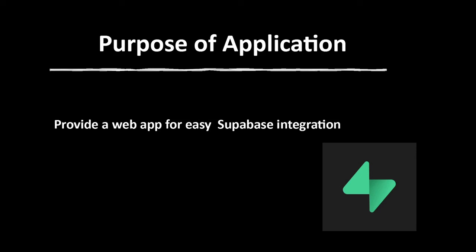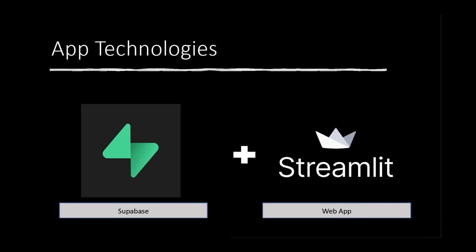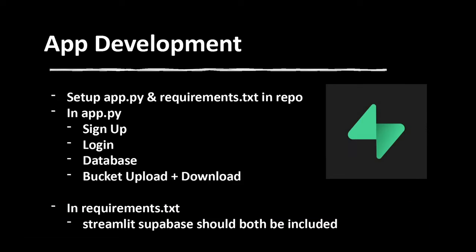Our purpose will be to create an easy Python integration with Supabase using Streamlit in Python. The technologies we're going to use for this are Supabase, which is an open source tool, and Streamlit to deploy the web application. This will all be done in Python. So we'll go over the app development now.